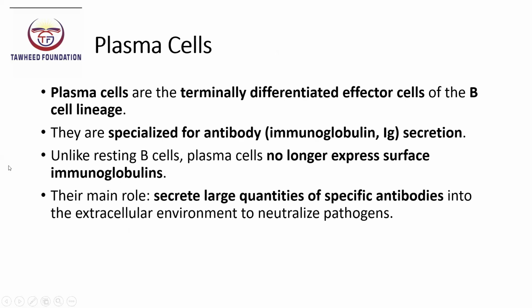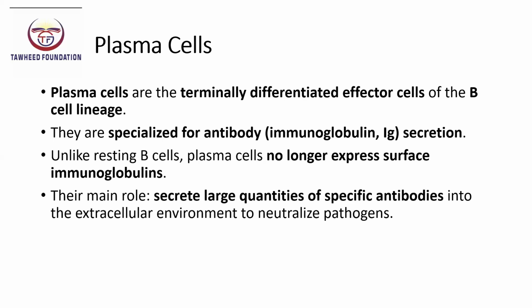Next is plasma cells. Plasma cells are the terminally differentiated effector cells of the B cell lineage, meaning they represent the final stage of B cell maturation. Unlike resting B cells, plasma cells do not express surface immunoglobulins. Instead, they are highly specialized for the production and secretion of large quantities of antibodies.